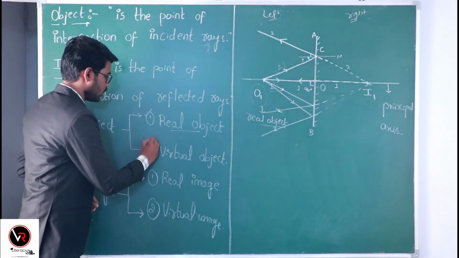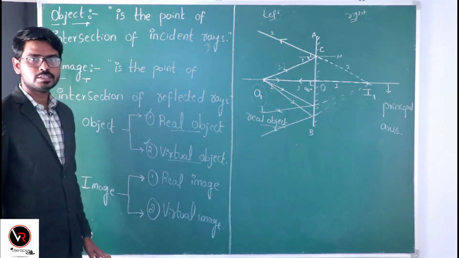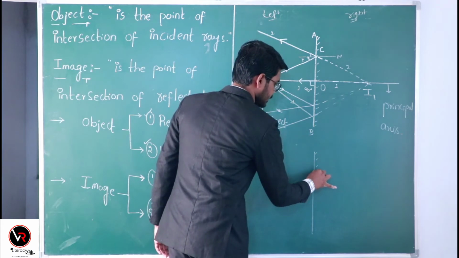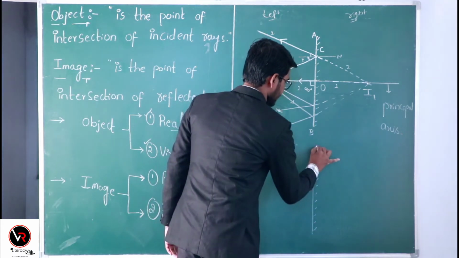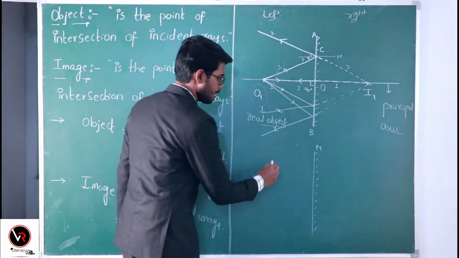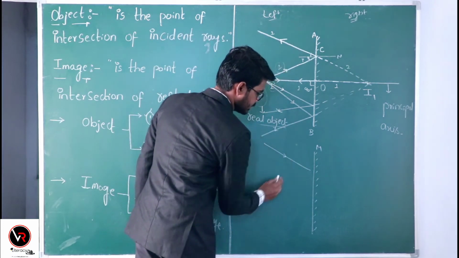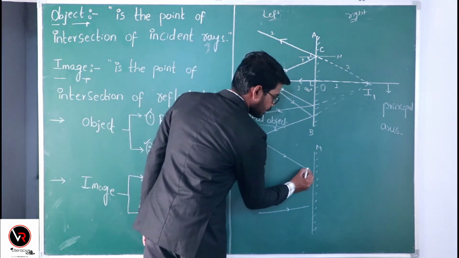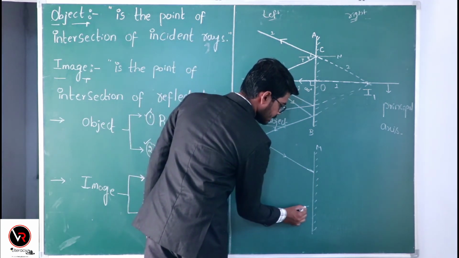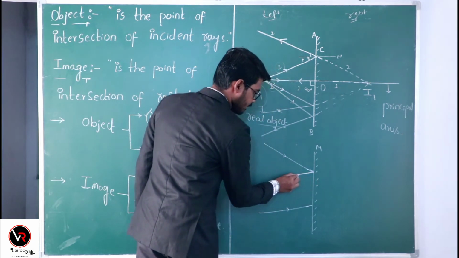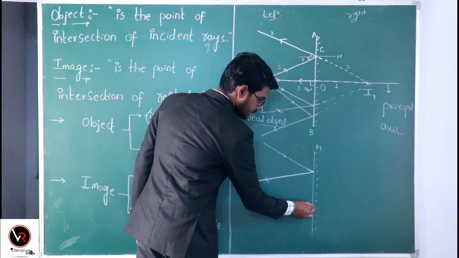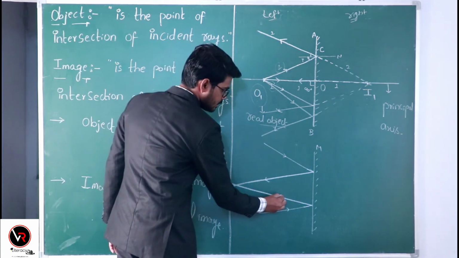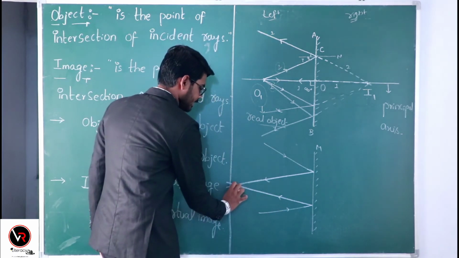What is a virtual object? Let us try to understand it with the help of this diagram. This is the plane mirror M, which is kept vertically. Let us consider these are the two incident rays coming from the object. After incidence on the plane mirror, by following the laws of reflection, they will reflect back, and they are intersecting at this point.